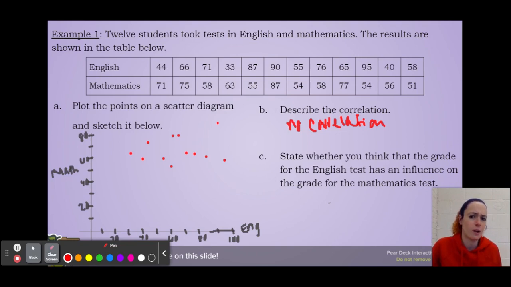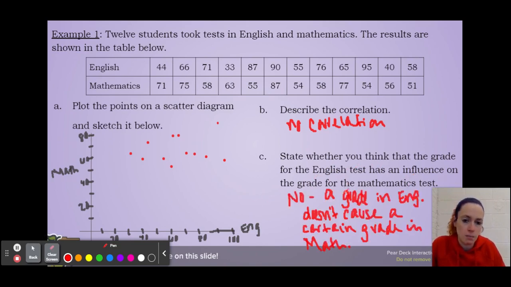We'd have to say no. And that's regardless of no correlation or correlation. We don't know that the English test grade affects the math test grade. So you could say something along the lines of, no, a grade in English doesn't cause a certain grade in math. And I'm saying it that way just because I put English on my x-axis and math on my y-axis.